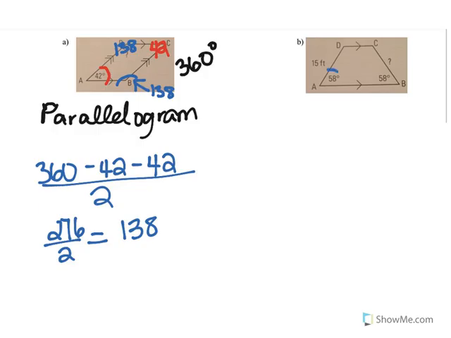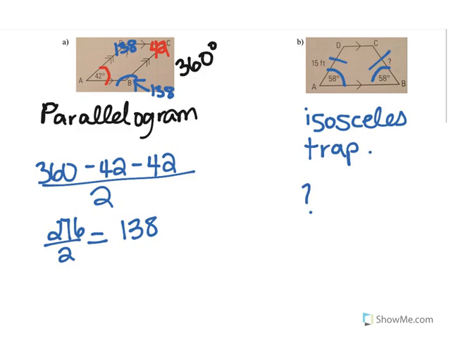For the next one, we have a trapezoid, and because this side is equal to this side, it is an isosceles trapezoid. And because they're the same, if this side is 15, then that question mark is also going to be 15 feet.